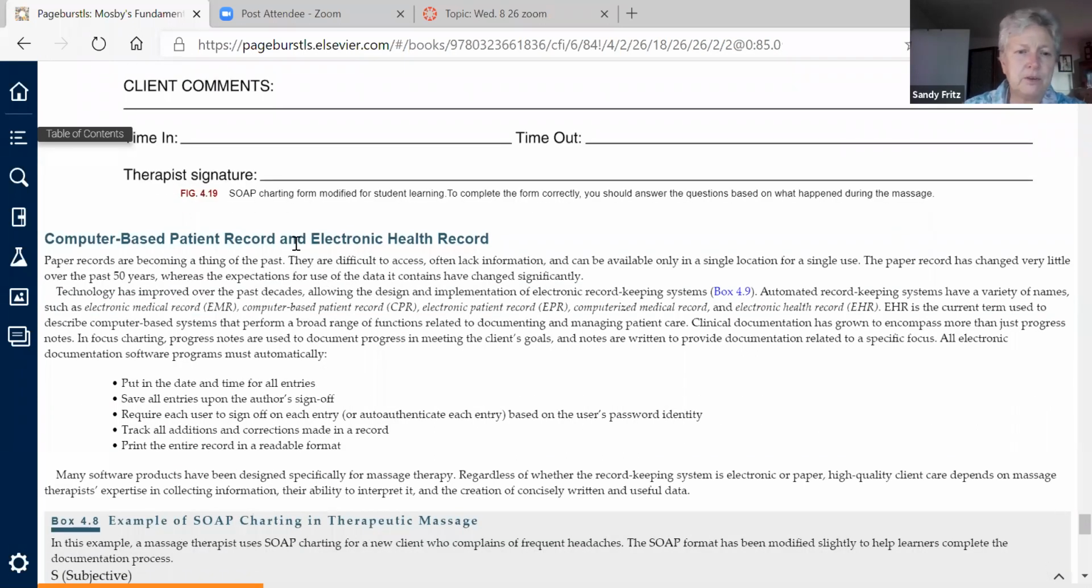Now, obviously, we're moving more and more into electronic documentation. And so I suggest that you do some searching about the various programs that are available for massage therapy. Sometimes they will give you a trial that you can practice with. And then in your own professional practice, you can decide what you want to do. And make sure, even if you are in a little solo practice and you decide to continue to do paper records, that you understand the importance of this, because it really is the future.